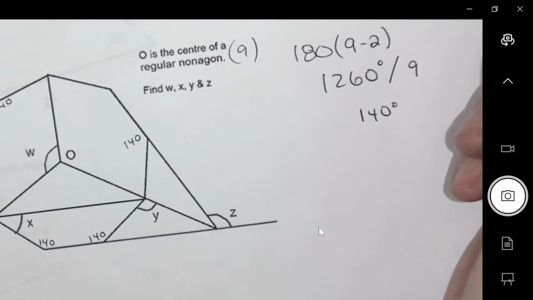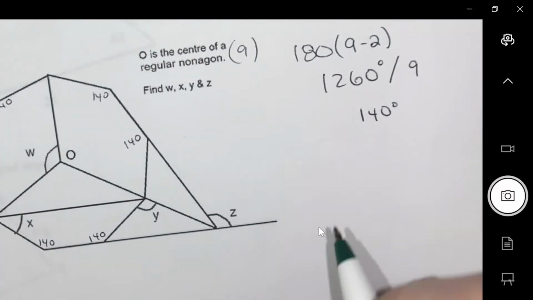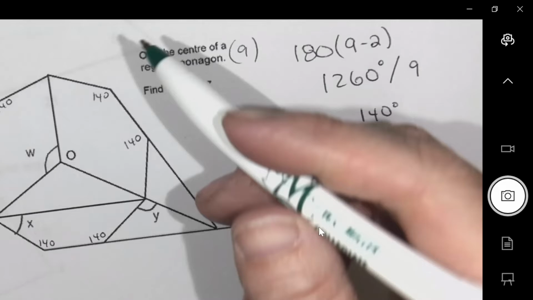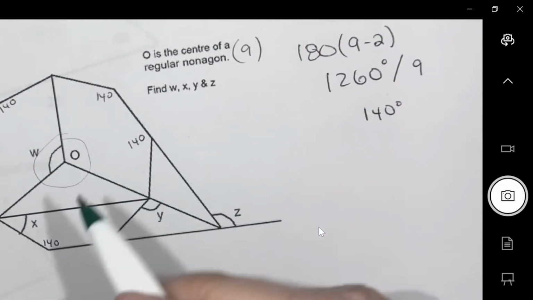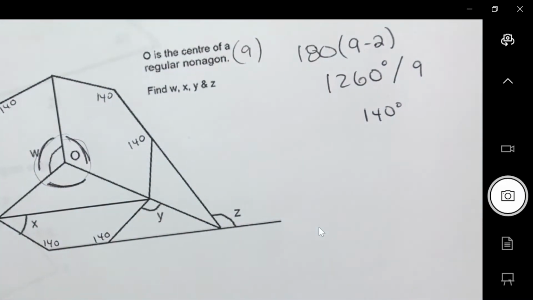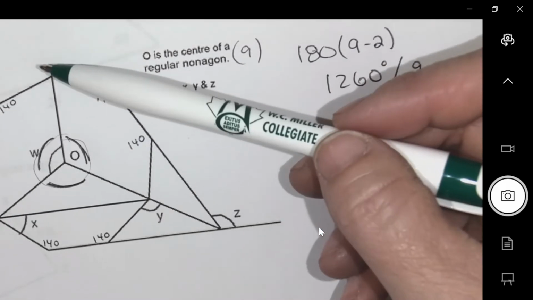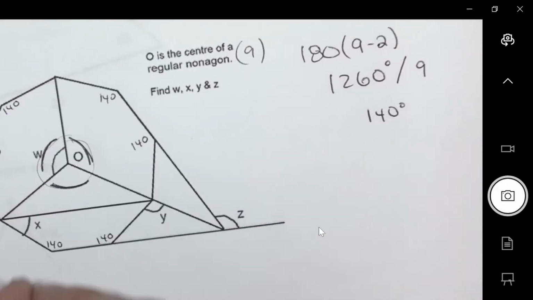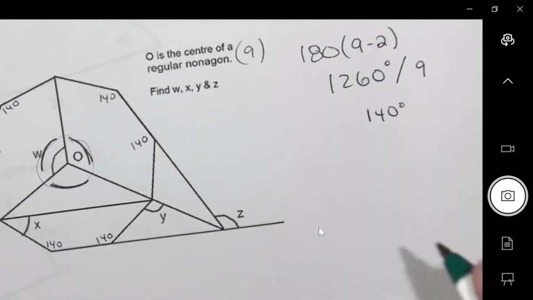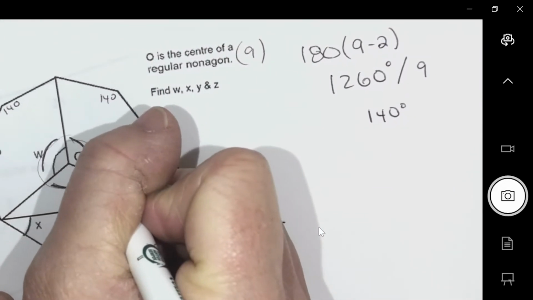Okay, so I know that right now each corner is 140. Let's talk about the central angles. Okay, so 1, 2, 3. There's 3 equivalent angles, right? Because this is 1, 2, 3 sections, 3 sections, 3 sections. So these 3 angles are all the same. What would be the total angles into the center of that object? In the center of anything, 360. So 360 divided by 3. So these would each be 120.